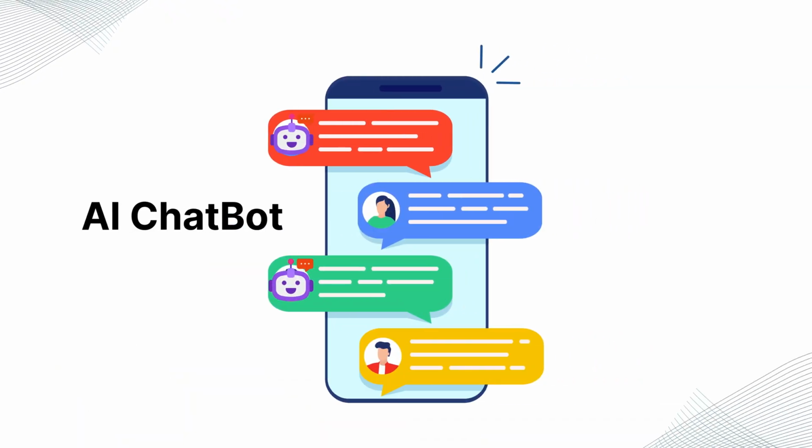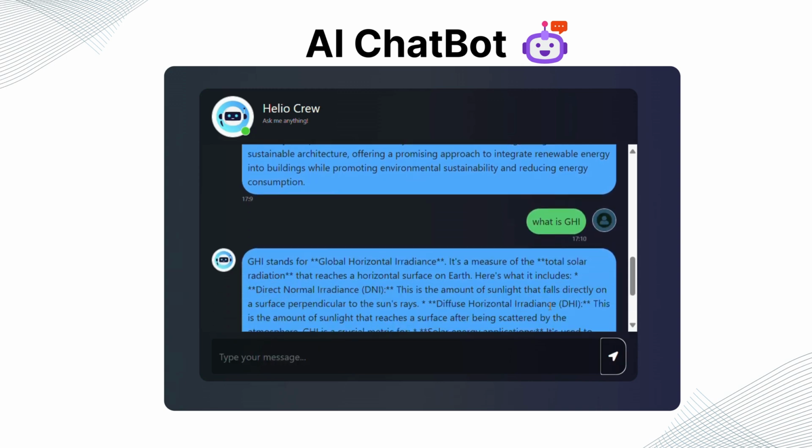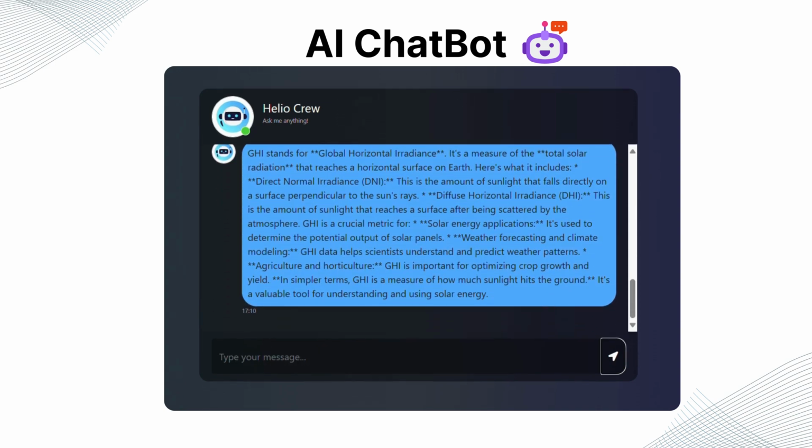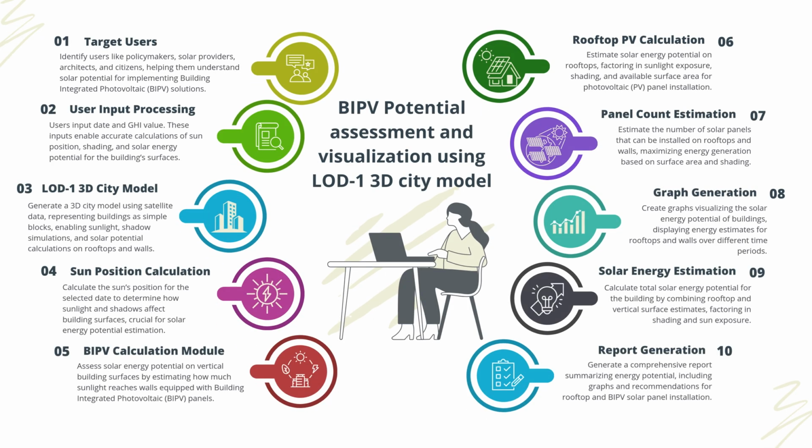Our solution leverages an AI-driven chatbot to provide real-time insights, allowing users to interactively explore the solar energy potential of the buildings within a city. In conclusion, our project offers a cutting-edge solution that visualizes the solar potential, estimates panel installation, and enables users to make informed decisions about the energy optimization.